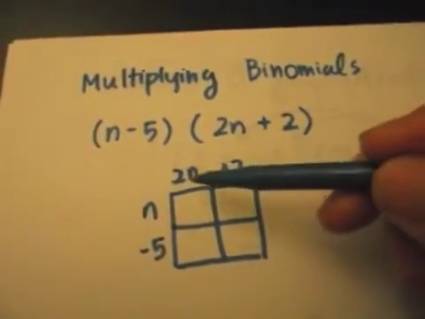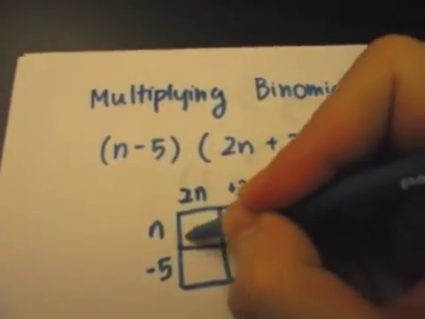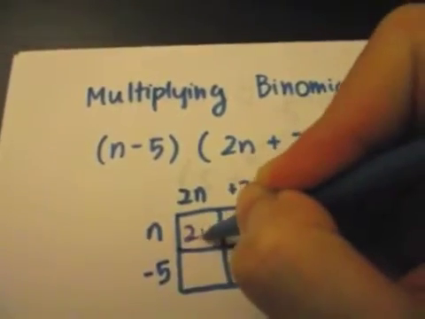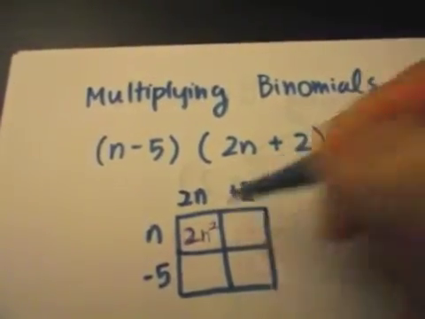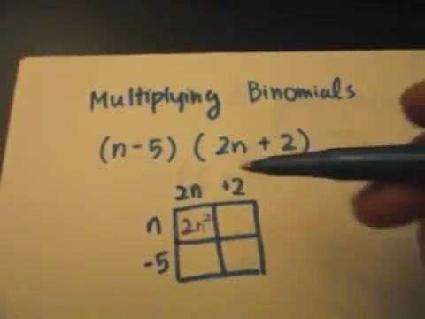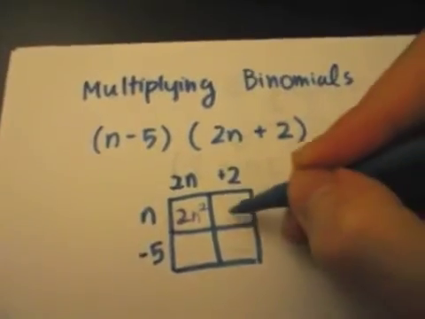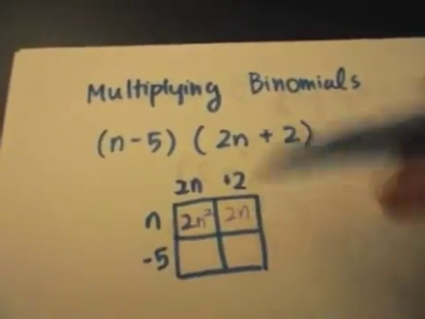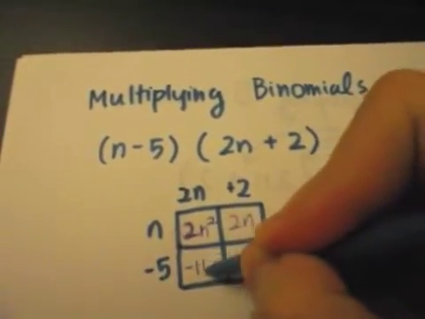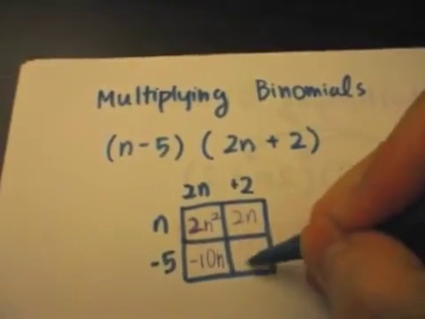So I just multiply. I have 2n times n, which gives me 2n squared. Not 3n. Don't make that mistake. It's 2n squared. N times 2 is going to give me 2n. Negative 5 times 2n is going to give me negative 10n. And negative 5 times 2 gives me negative 10.